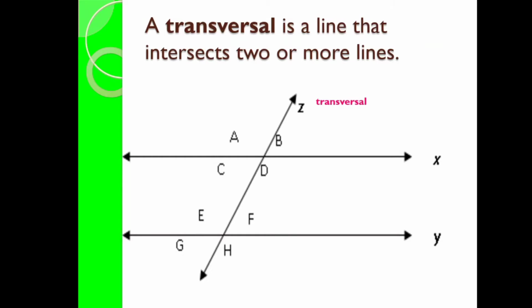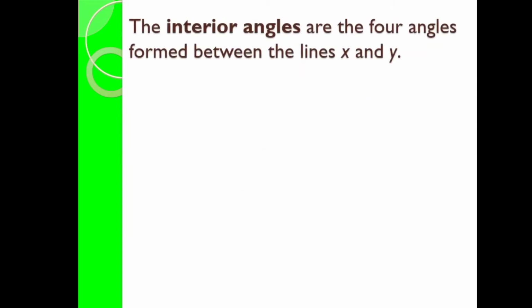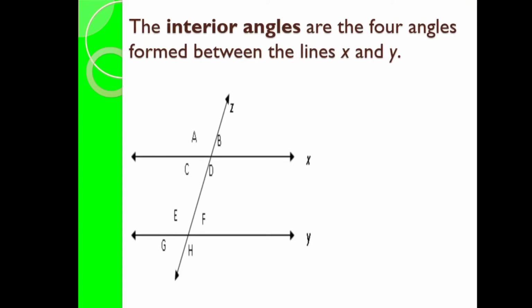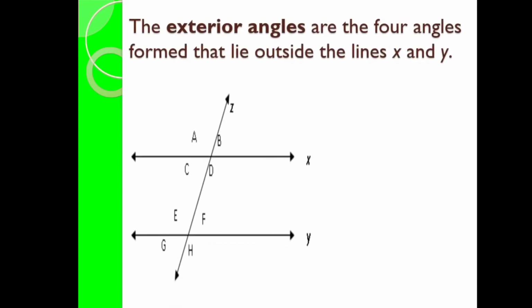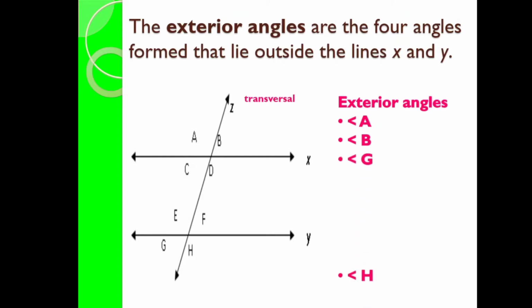What are the different relationships among these angles? First, the interior angles. These are the four angles formed between the lines x and y. We have angles C, D, F, and E. Next, we have the exterior angles. These are the four angles that lie outside the lines x and y. We have angles A, B, G, and H.